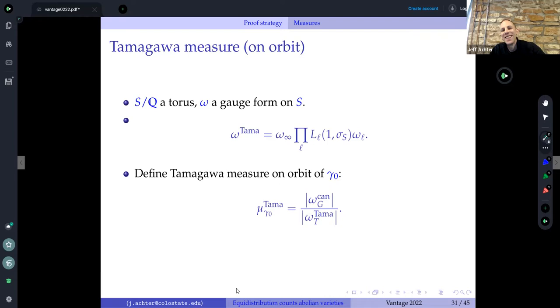And then there's the Tamagawa number, or Tamagawa measure, sorry. So if you have a torus over a global field like Q and a global form, then Tamagawa taught us that we should tweak it with these convergent factors to get an even better form on the torus. And then we can use this to define what we've called the Tamagawa measure on the orbit of gamma naught itself, which is the quotient of the canonical measure on the group by the Tamagawa measure on the torus. And what's left over is some kind of measure on the orbit.